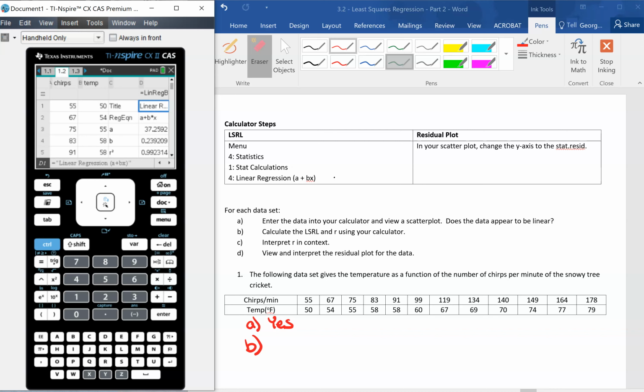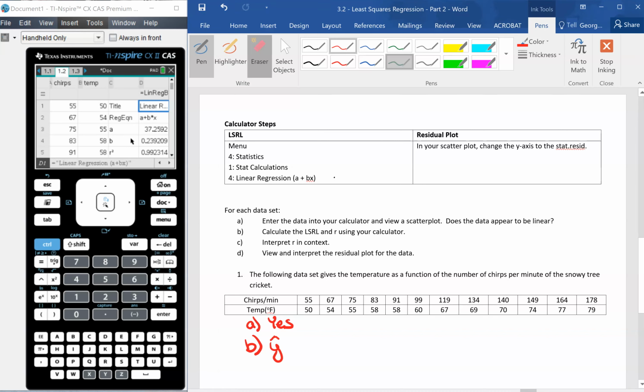So it tells us what the equation should look like. And we talked about that last video. So that would have been y hat equals a plus b times x. And then it tells us what a and b are. So it's y hat equals 37.259 plus 0.239x. So for these, I always round to 3 decimal places, but that's kind of an arbitrary decision. That's just what I've always done when I do these problems. So just be aware of that. I think usually 3 decimal places gives you enough accuracy when you're using it to actually calculate things.